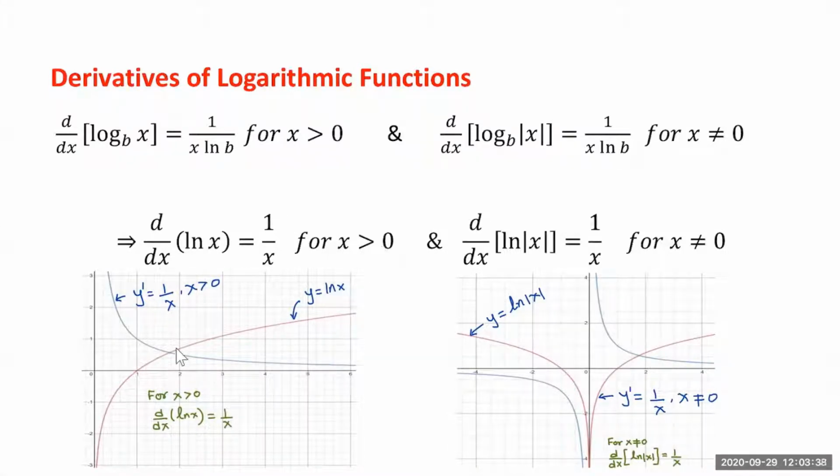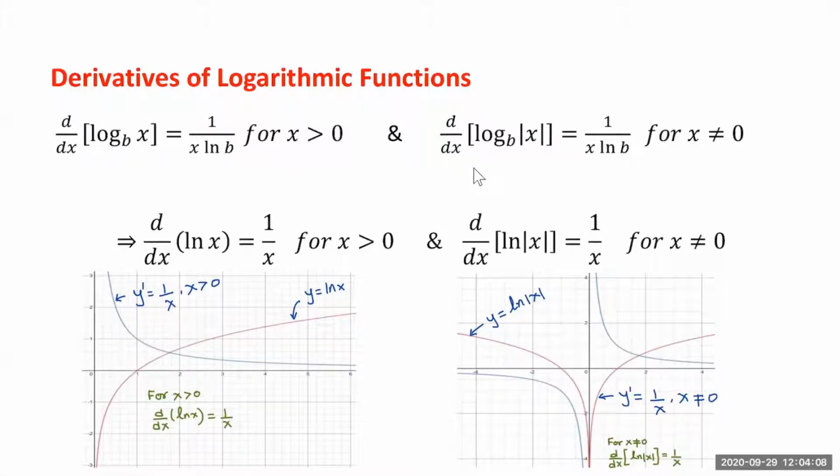And if you look at the graph here, this graph in red is the graph of the function y equal to natural log x. And the derivative is the reciprocal function 1 over x. This one in blue is the graph of the derivative function y prime, that is the derivative, equal to 1 over x. That is the case when x is positive. You can see I'm only considering the positive part of the x-axis because my domain is x greater than 0.